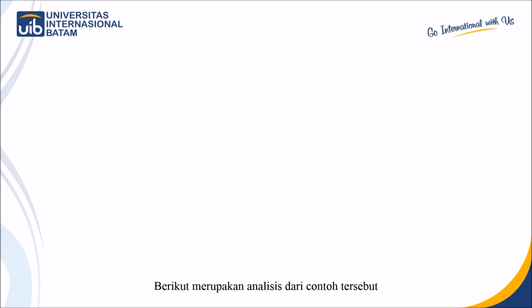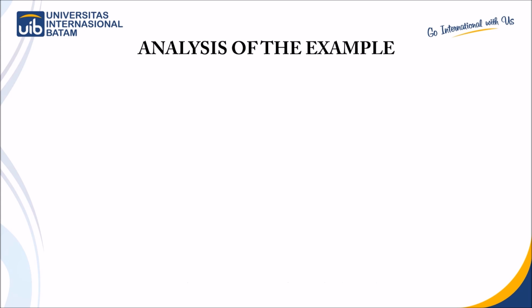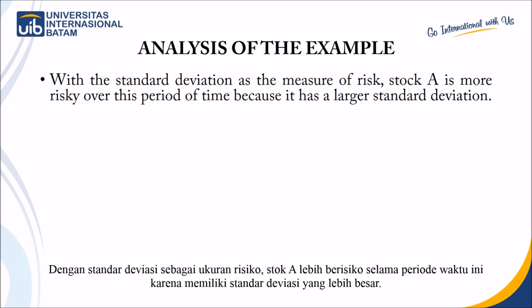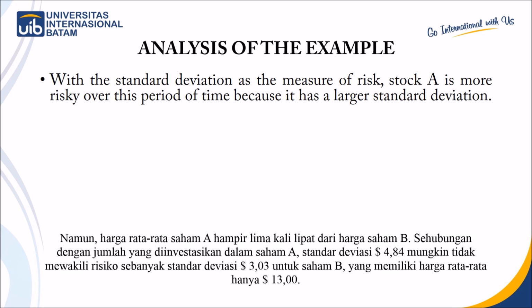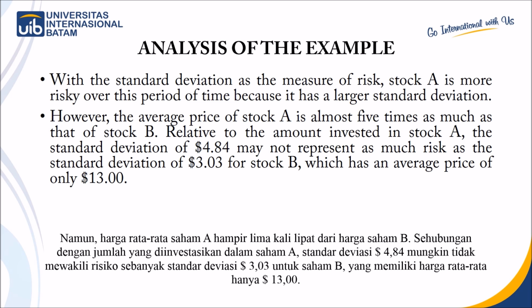Here is the analysis from the example. With the standard deviation as the measure of risk, stock A is more risky over this period of time because it has a larger standard deviation. However, the average price of stock A is almost 5 times as much as that of stock B. Relative to the amount invested in stock A, the standard deviation of $4.84 may not represent as much risk as the standard deviation of 3.03 for stock B, which has an average price of only $13.